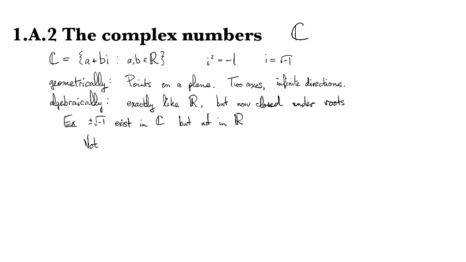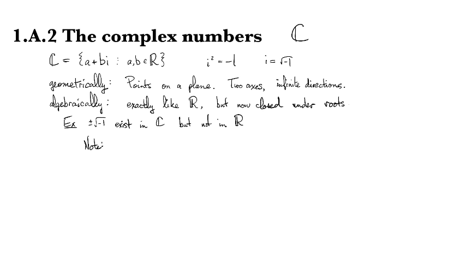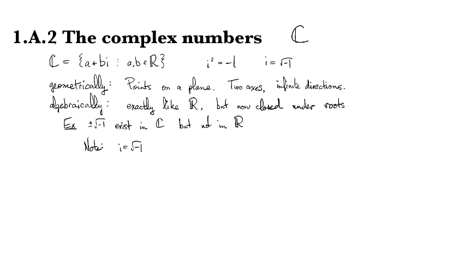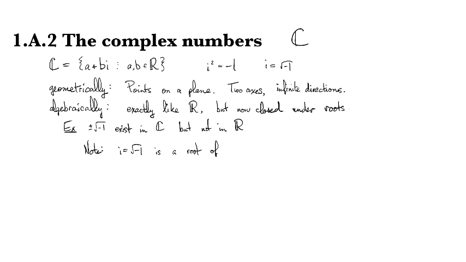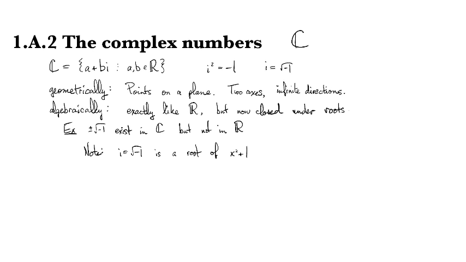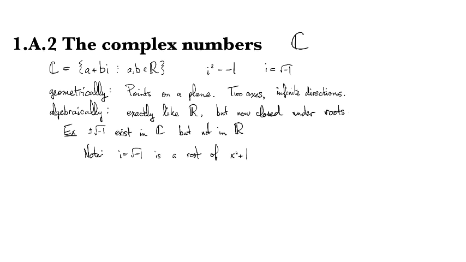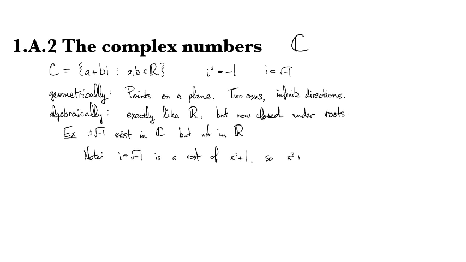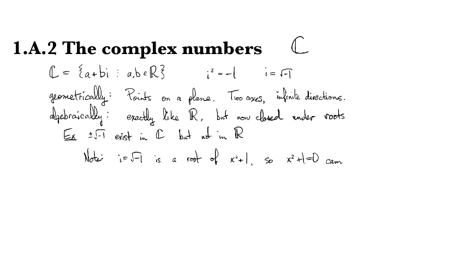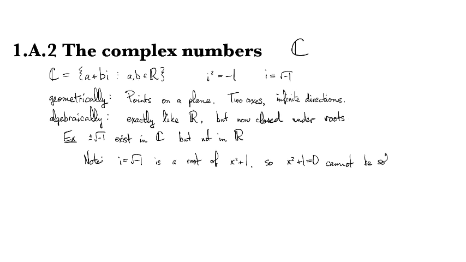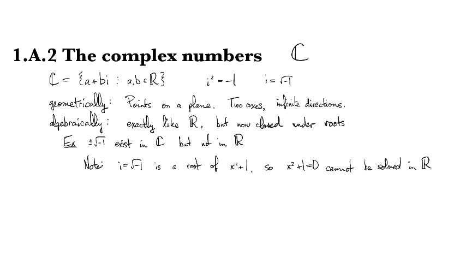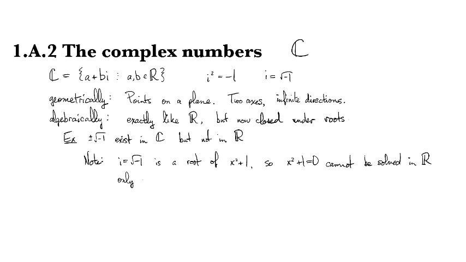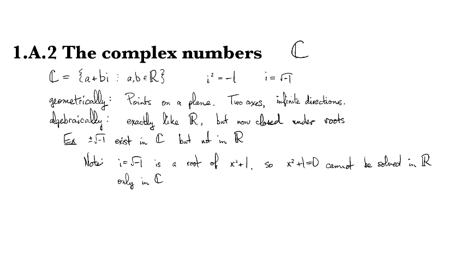So if you notice, this number here, i, is a root of the polynomial x squared plus 1, right? So x squared plus 1 equals 0 cannot be solved in R. In other words, if we require the solution to be a number from R, you can't solve it. But in the complex numbers, you can solve it. Okay.